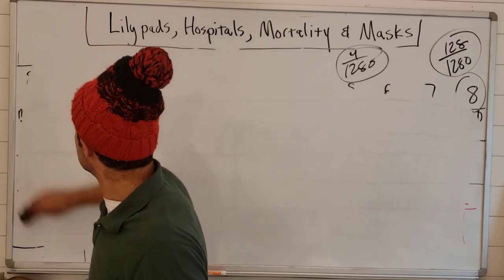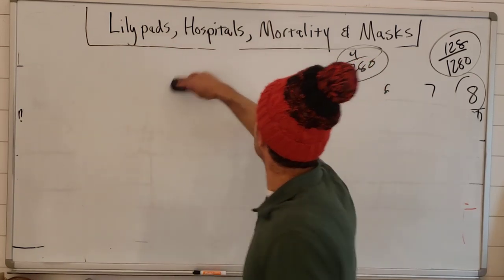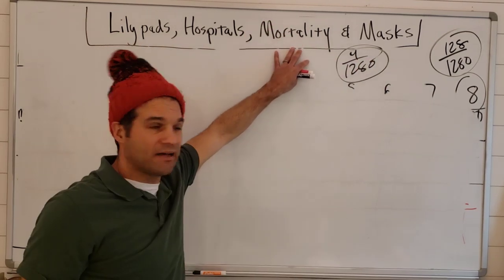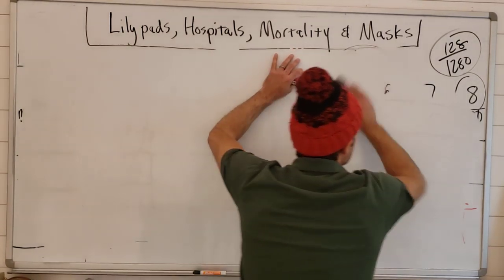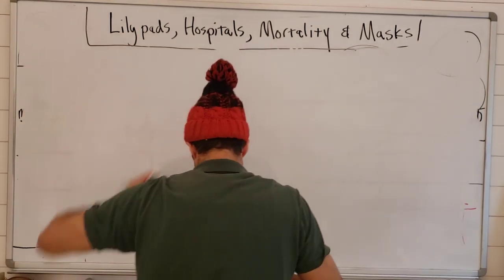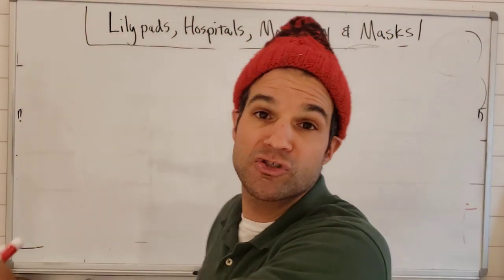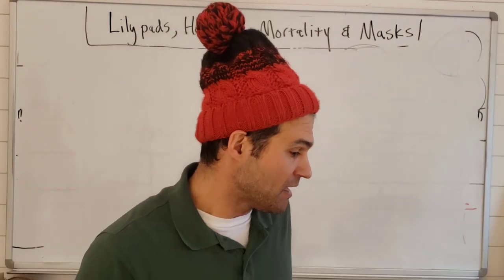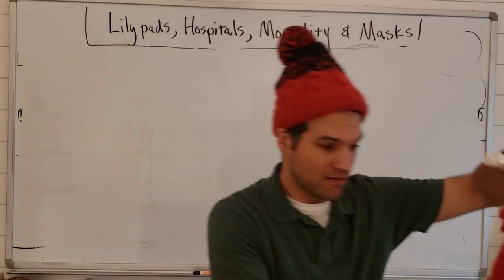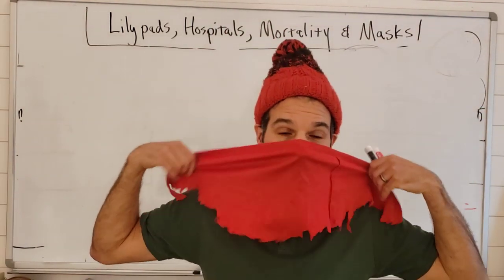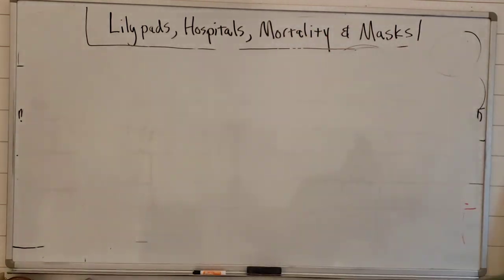Finally, I want to talk about lily pads, hospitals, the dangers of mortality, assumptions on the run, and masks. Masks. Okay? When I talk about masks, I'm not talking about N95 masks. Those go to the experts. Those go to the first responders. I'm talking about just like this right here. Make your own mask. My wife made this cool one. Look, it's got little bass on it, like little fish. And watch this. I can put it on like this, and it looks kind of cool.